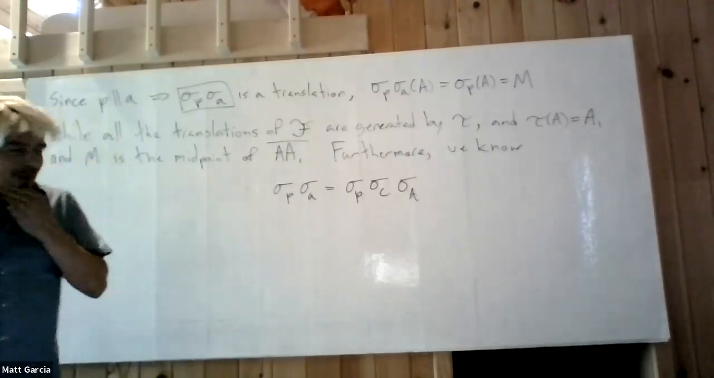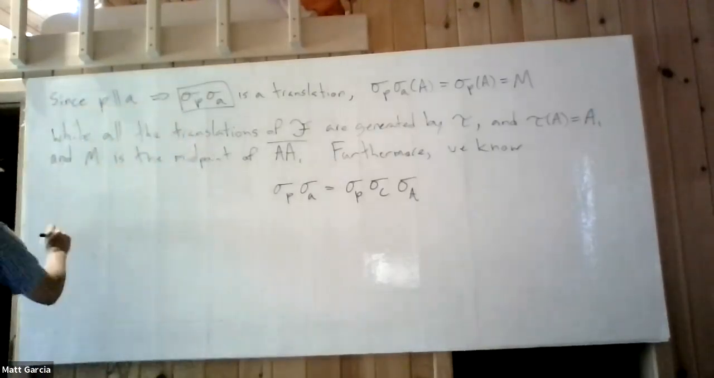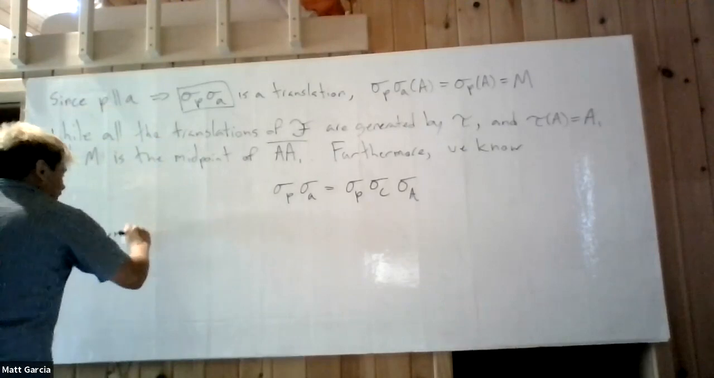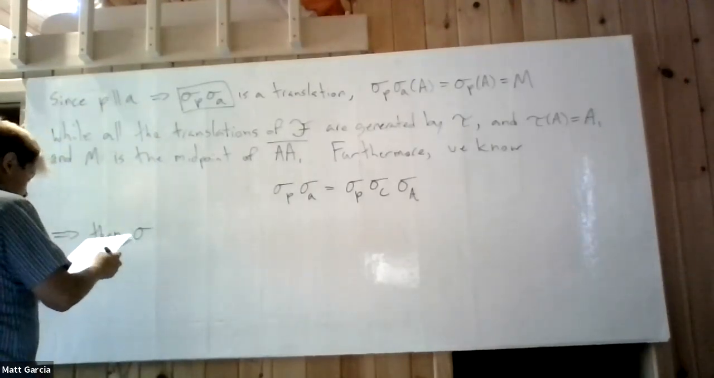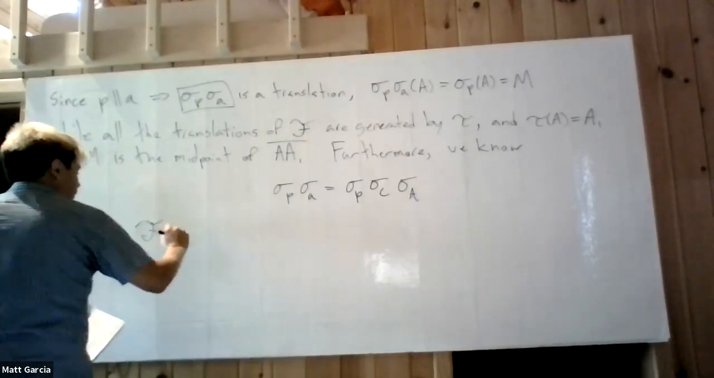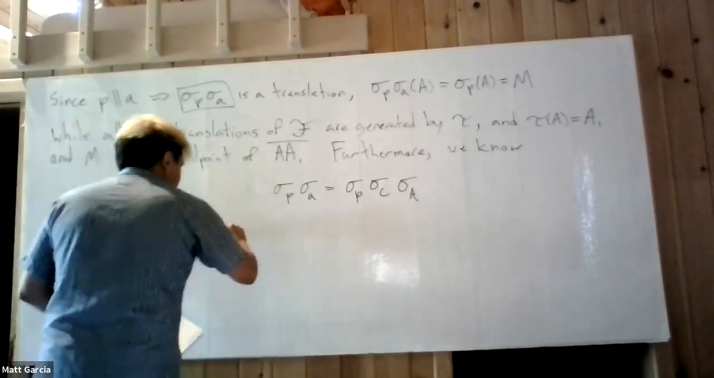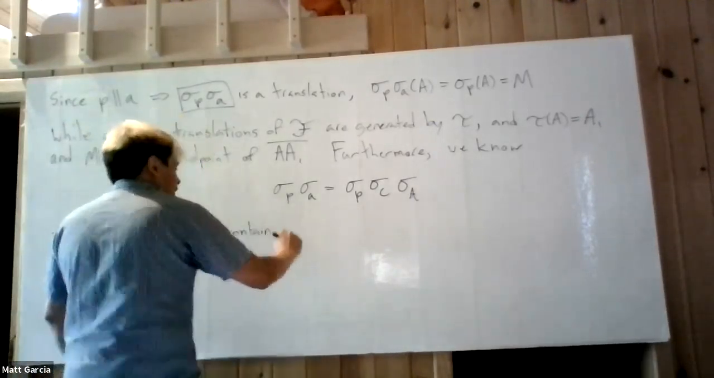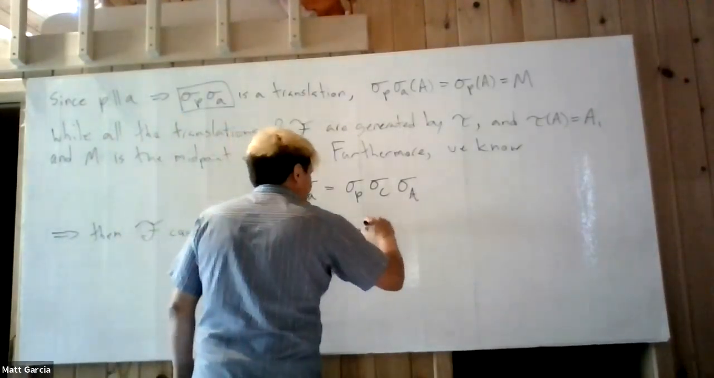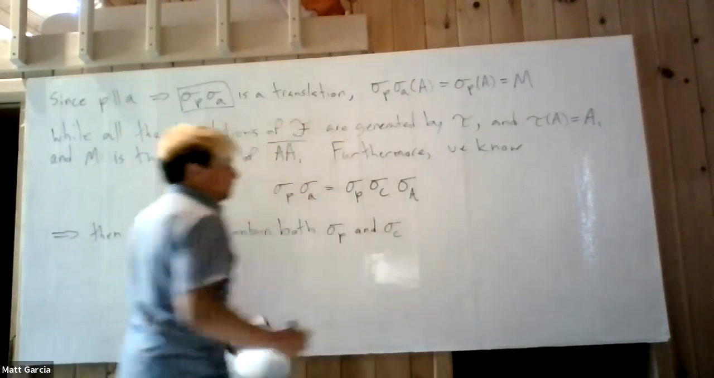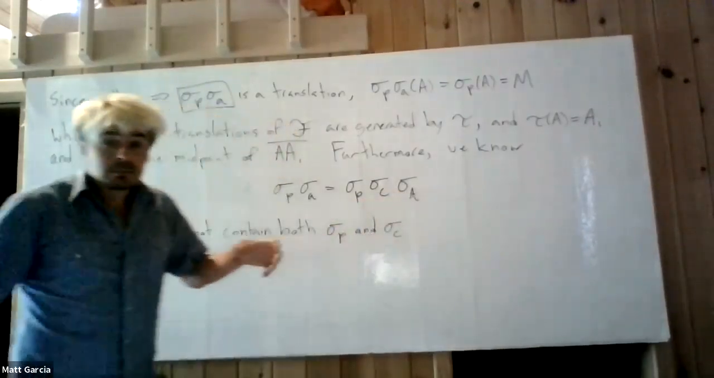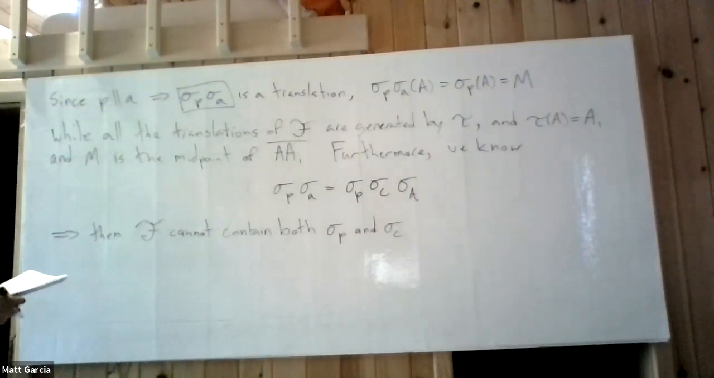So what does this tell us? Well, this implies, or I guess I should say it this way instead, then F cannot contain both sigma P and sigma C, right? We know it contains sigma sub capital A because it has half turns. All right.